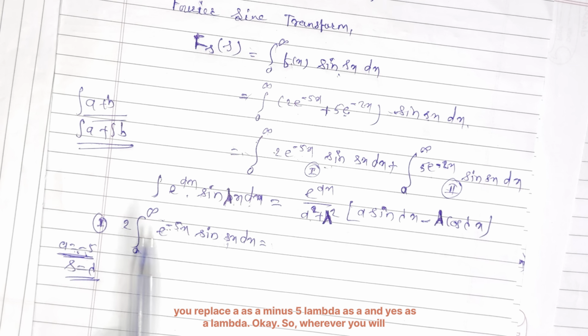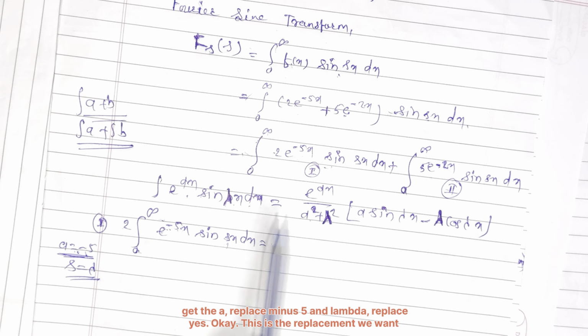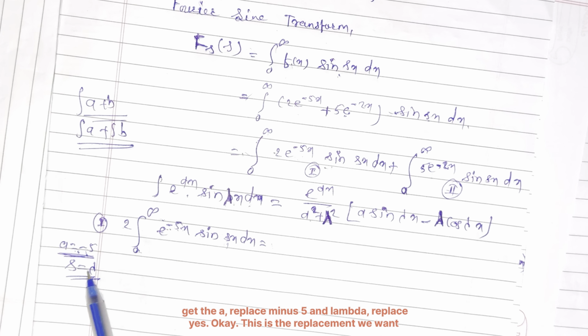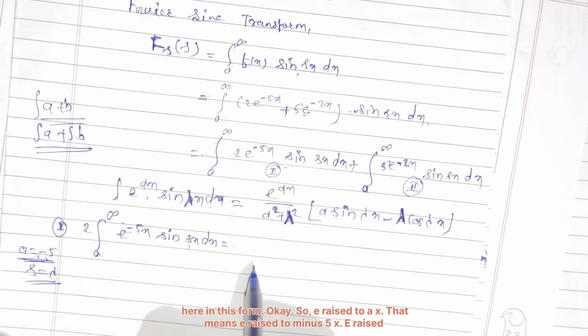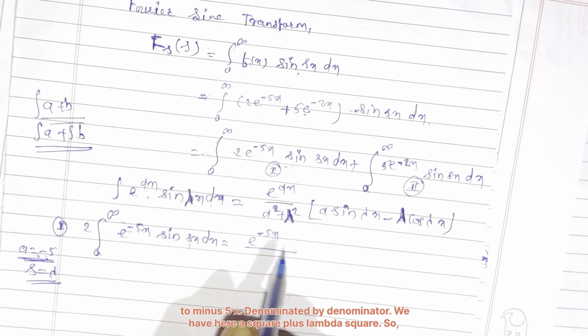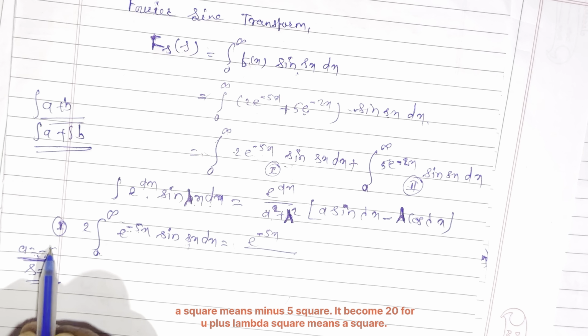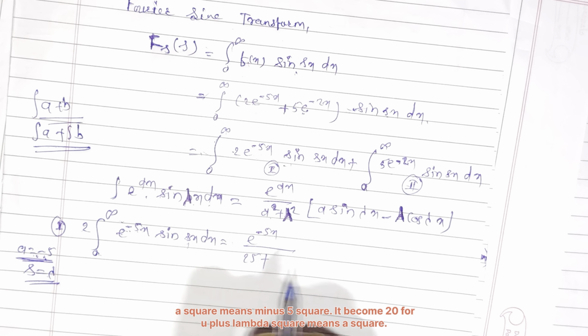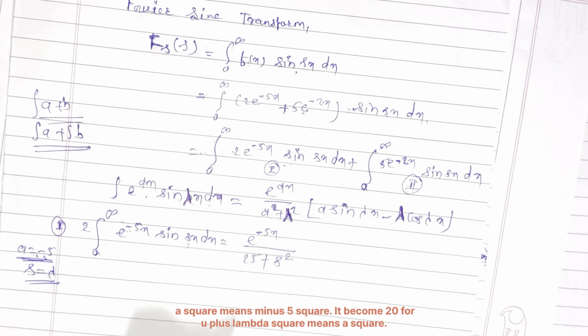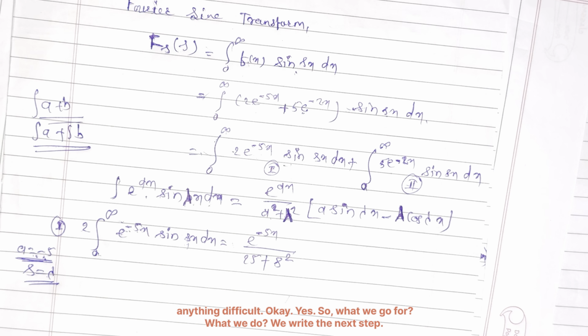So replace a as minus 5, and lambda as s. Wherever you get a, replace it with minus 5, and lambda with s. This is the replacement we want in this form. So e^(ax) becomes e^(-5x), and in the denominator we have a² + λ². a² means (-5)², which becomes 25, plus λ², which means s². So 25 + s² here. Just replace the values, nothing difficult.